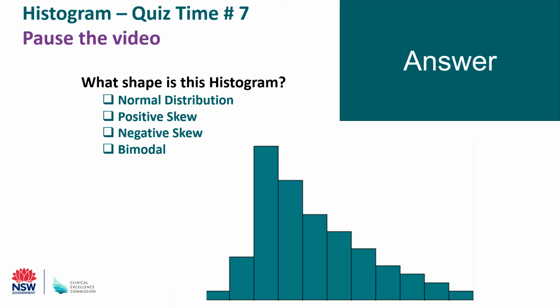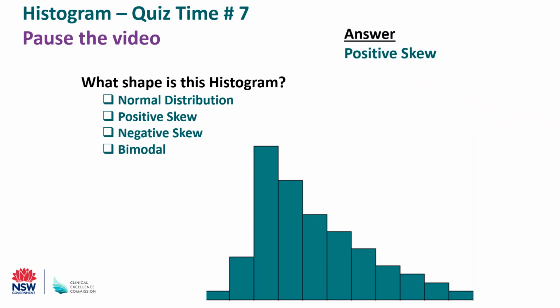Quiz number 7. What is the shape of this histogram? Is it a normal distribution, a positively skewed distribution, negatively skewed, or is it bimodal? Pause the video if you'd like. The answer is that it's positively skewed.